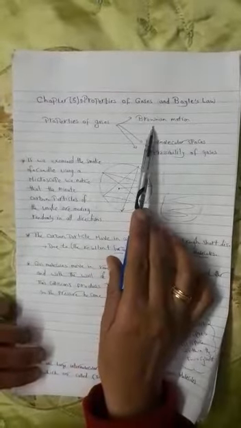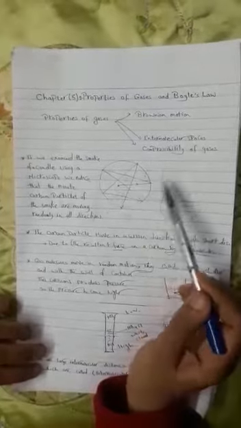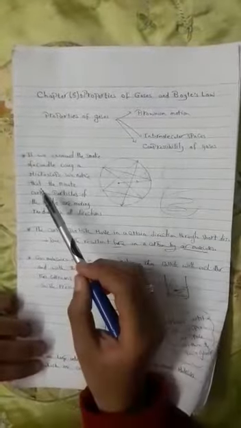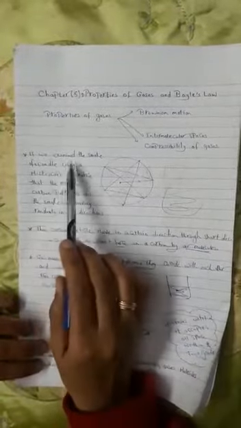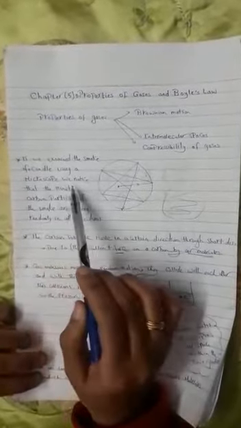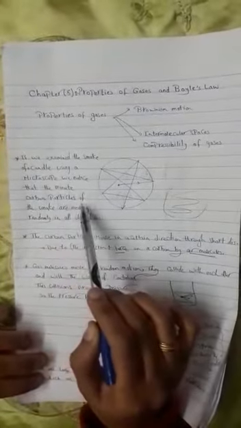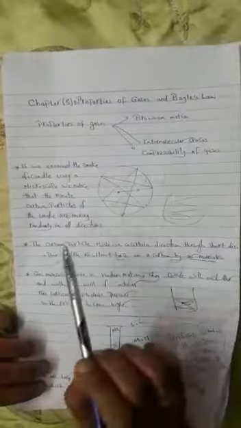First, we start with Brownian motion. Gases move with random motion. That motion is called Brownian motion. To explain that, we do this experiment. If we examine the smoke of a candle using a microscope, we notice that the minute carbon particles of the smoke are moving randomly in all directions.